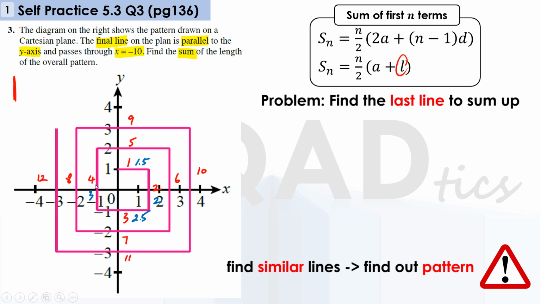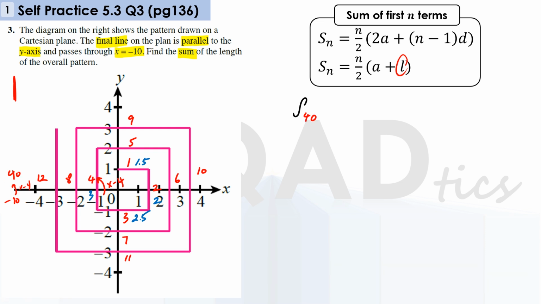So you can see that there is a pattern between this value and this value. See, -1, 4; -2, 8; -3, 12. Each of the numbers we need to multiply by -4, then we get the number above. So if it's -10, I multiply by -4, and the last line would be the 40th line. So for the Sn, you need to calculate S40.